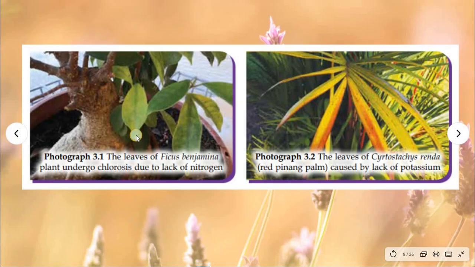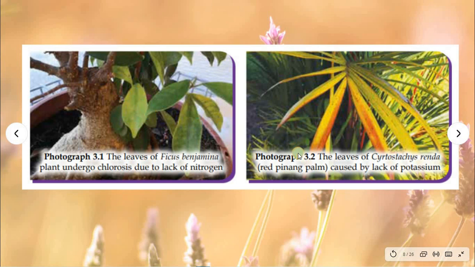This photograph 3.1 shows the leaf of the Ficus benjamina plant undergoing chlorosis because of lack of nitrogen. So chlorosis refers to the yellowing of the leaves.